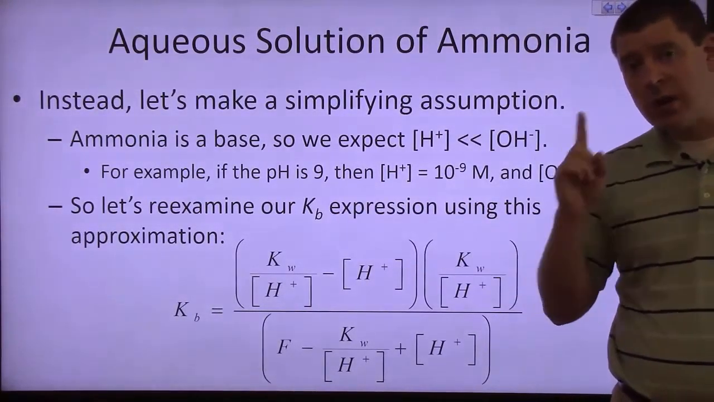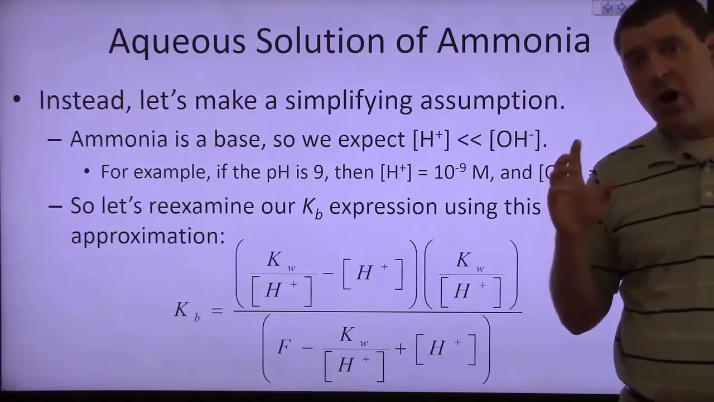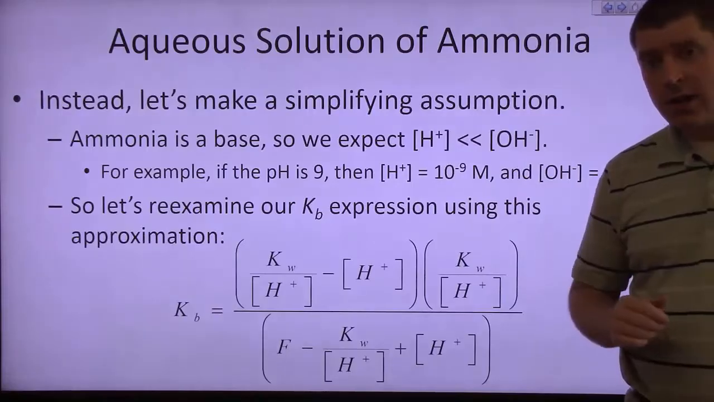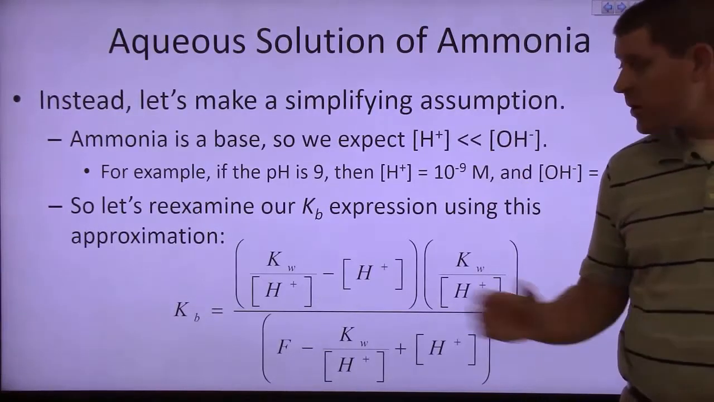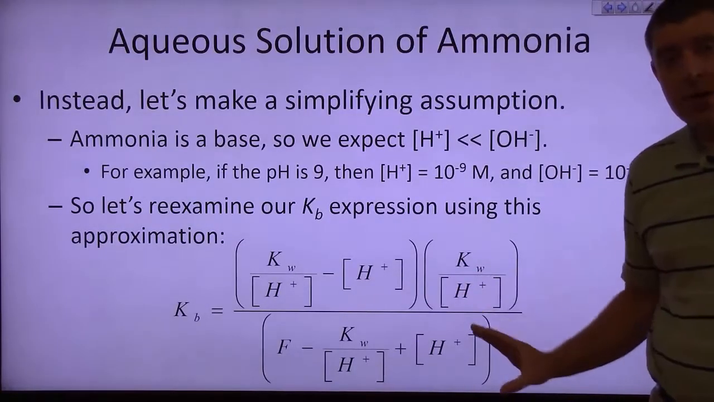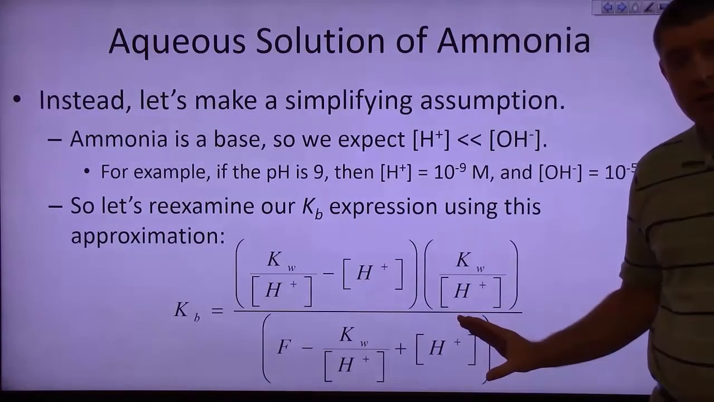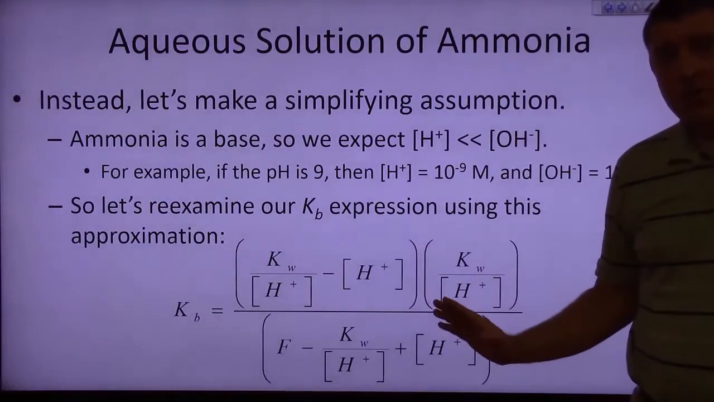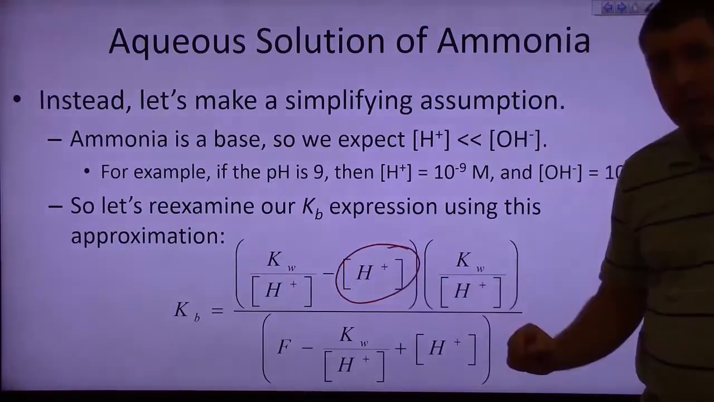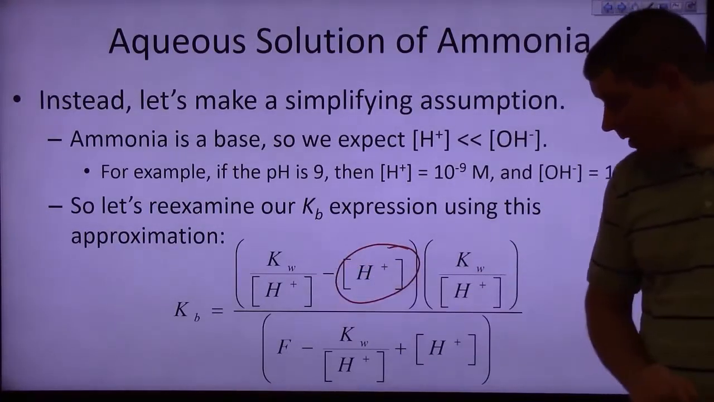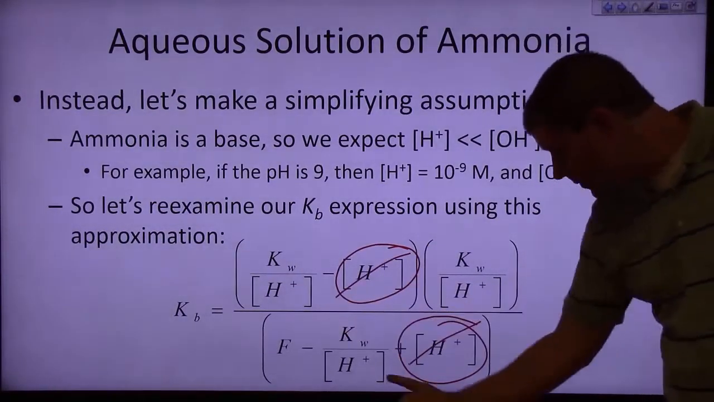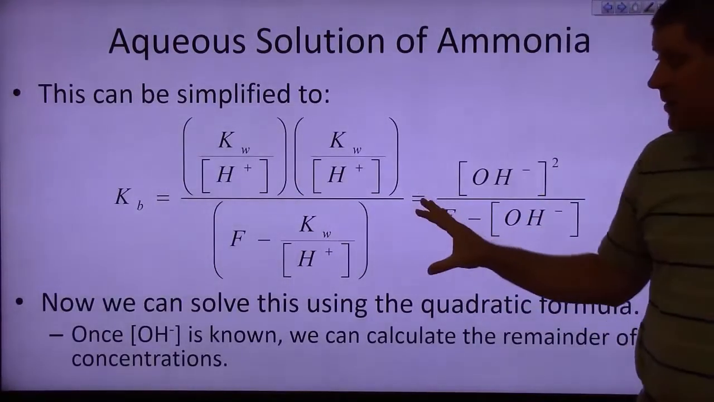So if we change the pH by 1 unit, then we still have a 100-fold difference in the concentration between hydrogen ion and hydroxide ion. So this ought to be a pretty good assumption. So let's re-examine our Kb expression now using this approximation. Here's our Kb expression that we had with the hydrogen ion concentration in there. Now, if the hydrogen ion concentration is pretty small, that means that this value here is going to be pretty small compared to that value, and that means this value here is also going to be pretty small. So let's cancel those out. Let's ignore those two terms. And that then gives us this.